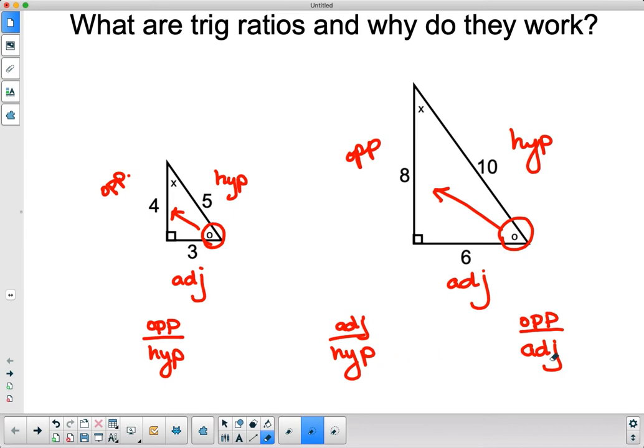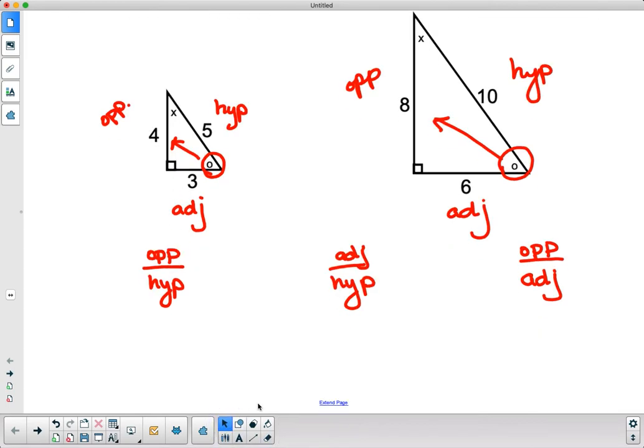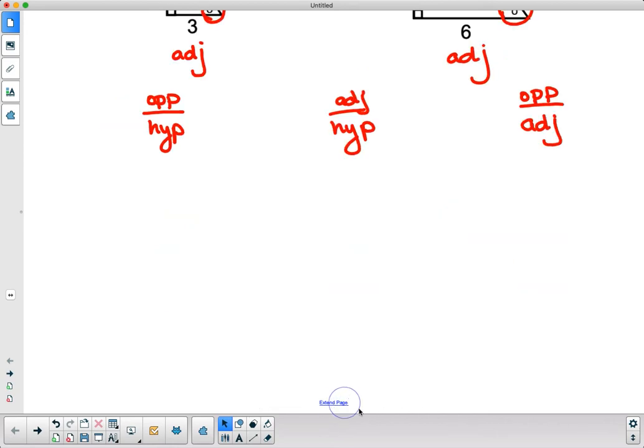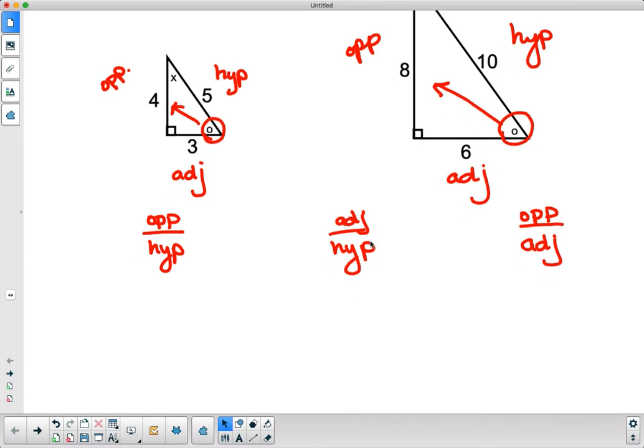Now, these 3 different ratios have a name, but I want to convince you that it doesn't matter how big the triangle is. If it has the same angle, then these numbers, these divisions, are all going to work out to be the same thing. So in this case, let me just scroll up a little bit here, extend the page. For the first triangle, we're going to do this twice.